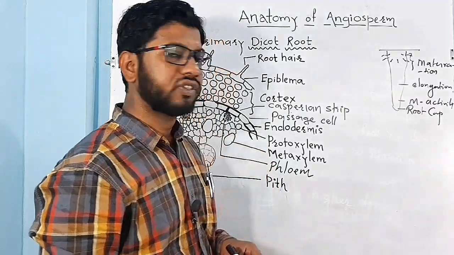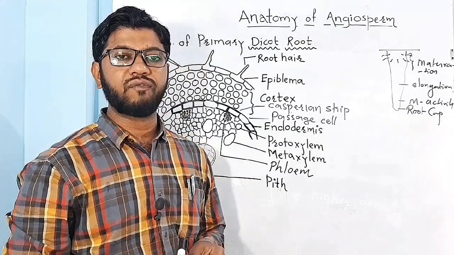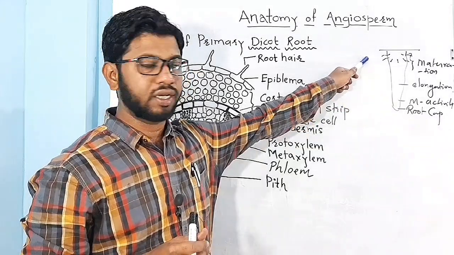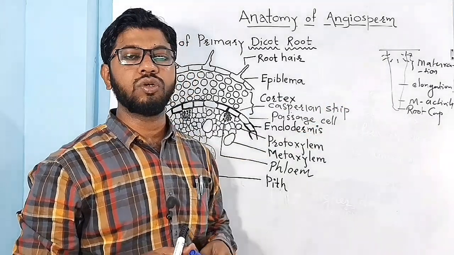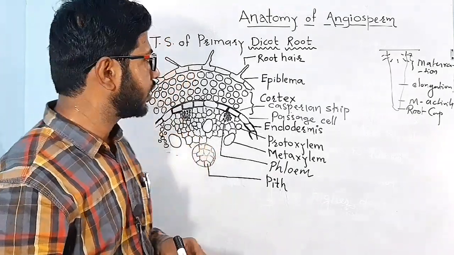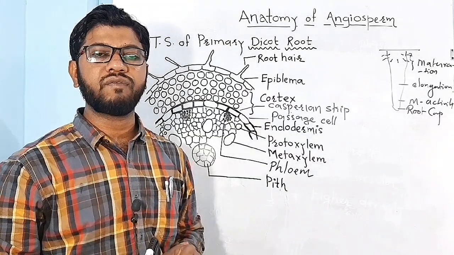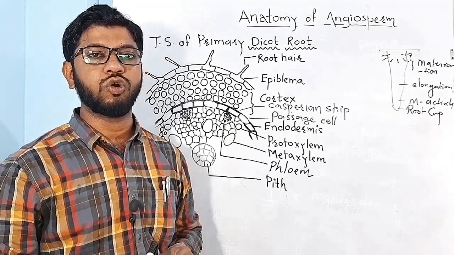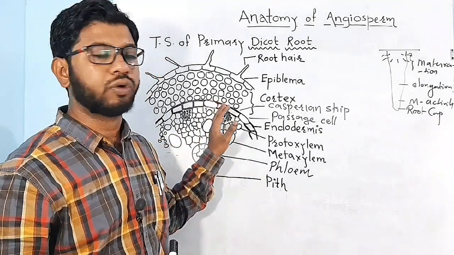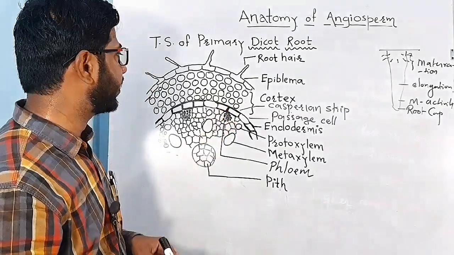That's why, to study the internal structure of primary taproot, we must cut the transverse section of the region of maturation, since all the mature tissues are present in that particular part of the primary taproot. When we take the transverse section and observe under a compound microscope, the detailed structure of the TS of primary taproot or dicot root in region of maturation looks like this.